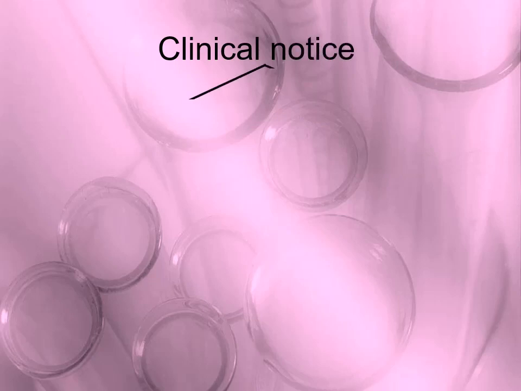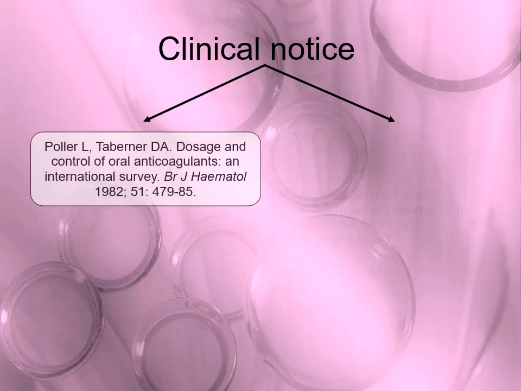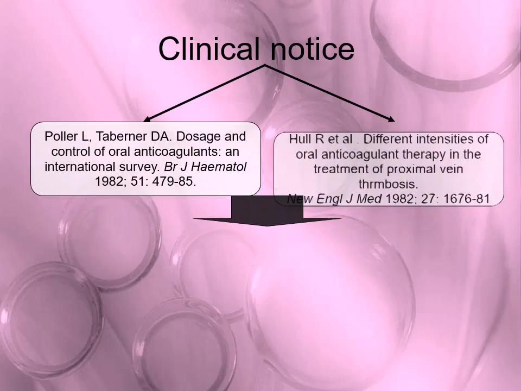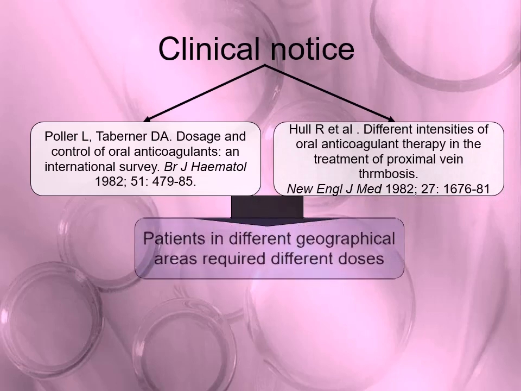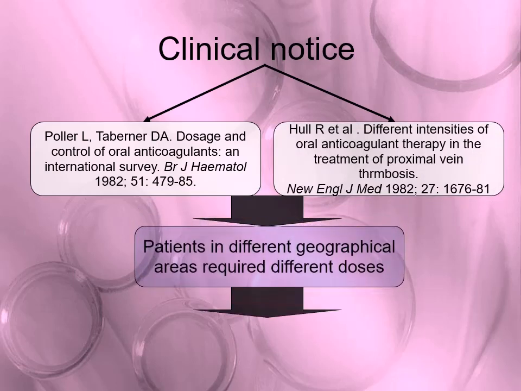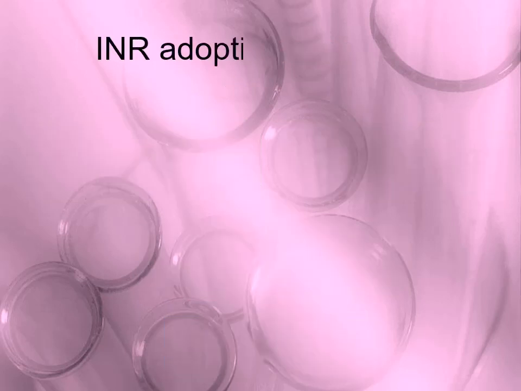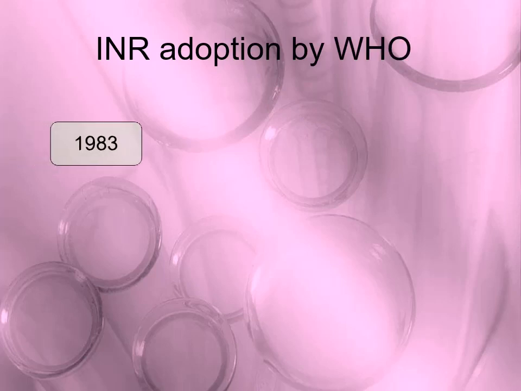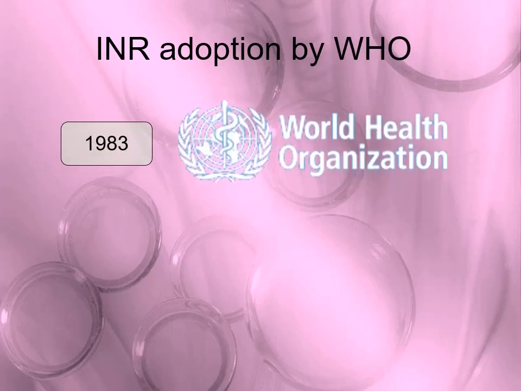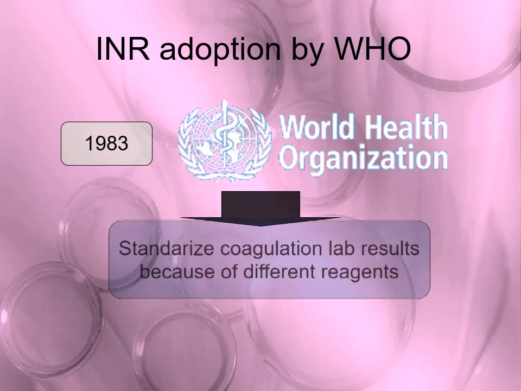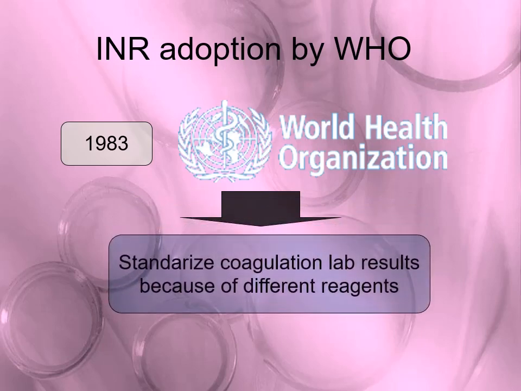This problem did not come into clinical notice till two studies were published in 1982. The first was in the British Journal of Hematology, and the second was in the New England Journal of Medicine, where both demonstrated that patients in different geographical areas require different doses of anticoagulation, and that was simply due to the different reagents used. In 1983, WHO, the World Health Organization, adopted INR, International Normalized Ratio, in an attempt to standardize coagulation lab results among different reagents.